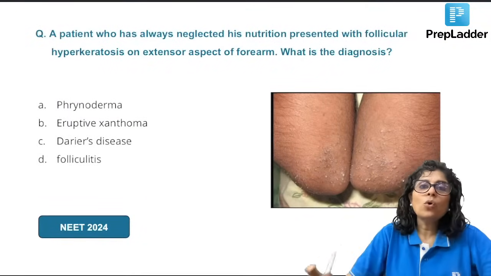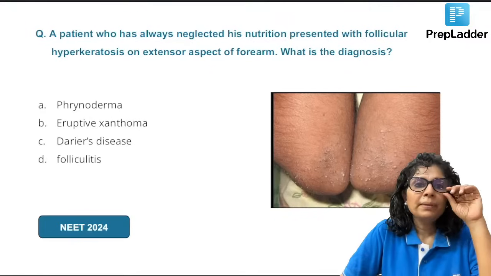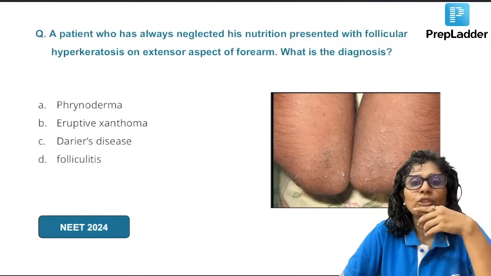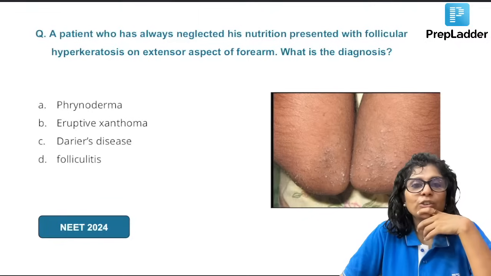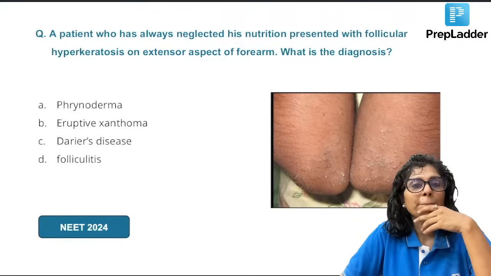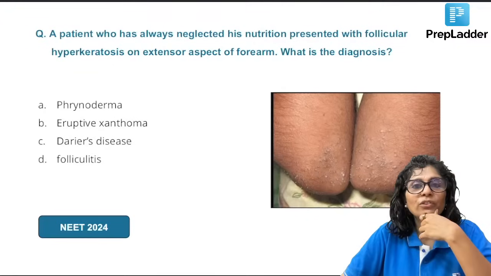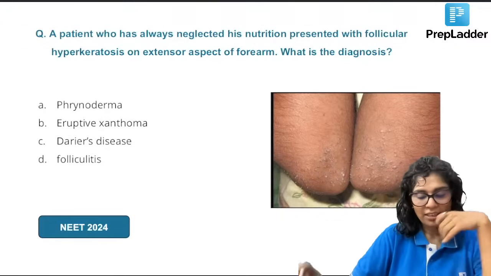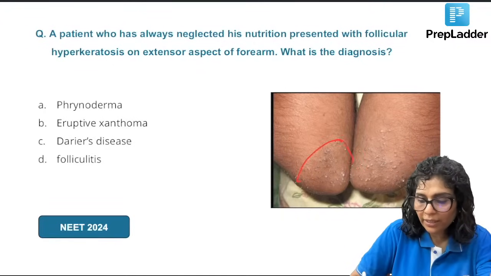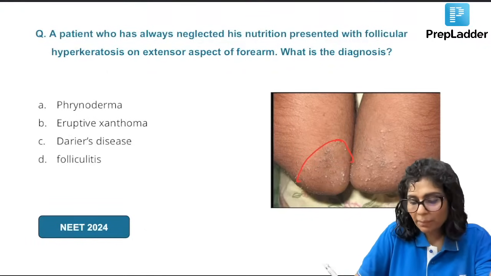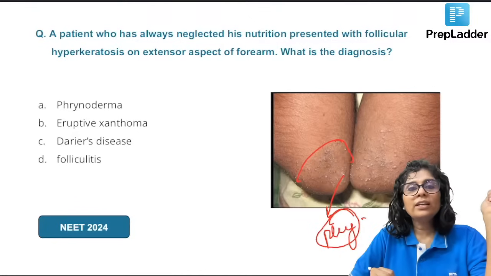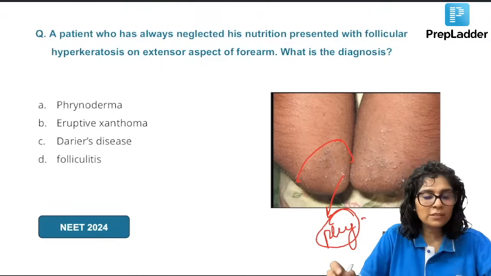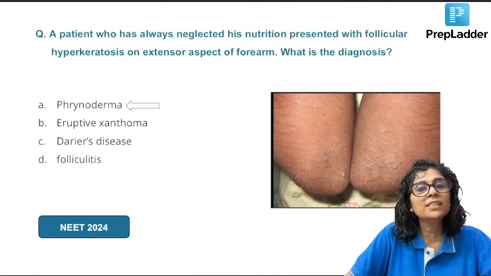A patient who has always neglected his nutrition presented with follicular hyperkeratosis on the extensor aspect of the forearm, right? What is the diagnosis? What is your diagnosis, all of you? This is phrenoderma, and phrenoderma is a feature of vitamin A deficiency. You know that, right? Follicular hyperkeratosis. Why am I calling it hyperkeratosis? Because I see keratin plug at the tip. And follicular hyperkeratosis of phrenoderma is a feature of vitamin A deficiency.